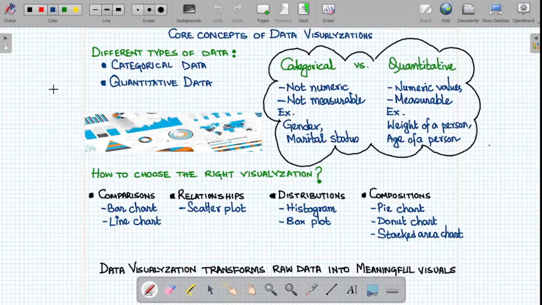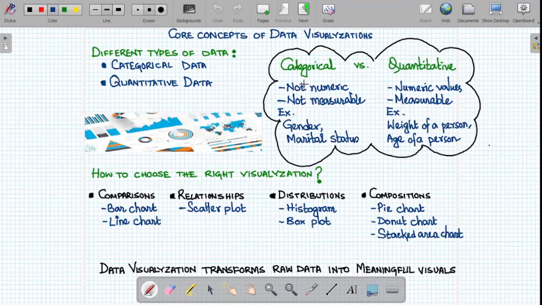Hey everyone, in this session we will discuss the things we must know to perform effective data visualization. The prerequisite to perform data visualization is to understand different types of data. Broadly, data can be categorized into two different categories. We have categorical data and quantitative data. Let's understand the difference between categorical data and quantitative data.